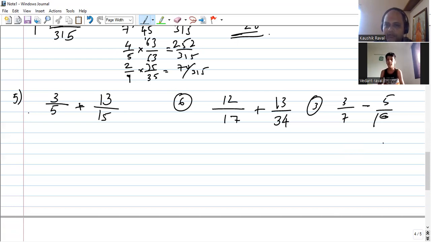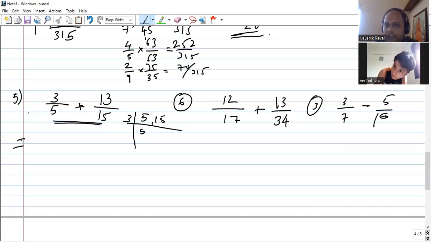16 by 20? No, that is incorrect. First of all, you have to find the LCM of these two, 5 and 15. What is the LCM of 5 and 15? You have to do it by the long division method. Simple. Now 5 and 15, the bigger one is 15. You start with the smallest prime which can divide 15, which is 3. So you got 5 and 5. Now that becomes very easy. So you have got LCM as 15.